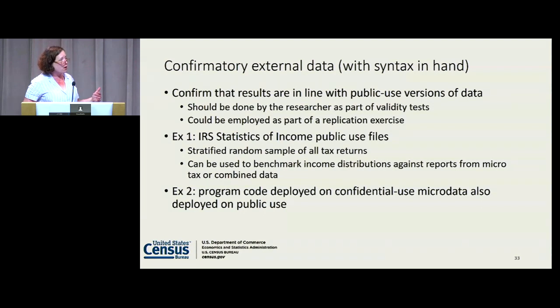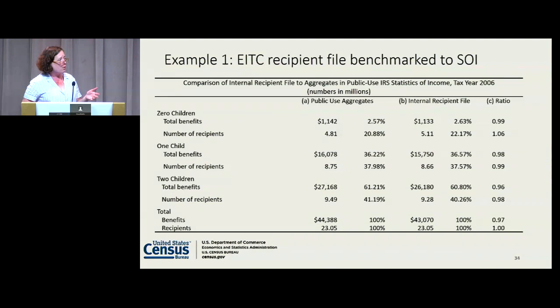Another example is program code that can be deployed on confidential use microdata, which can also be deployed on the public use data. So here's an example where Jim Ziliak and I are interested in talking about estimates of the EITC in survey data versus some tax simulators compared to the EITC recipient file. One question you might have is, you've got the Statistics of Income report of how many people get the EITC every year. How does the internal file compare? Are you really getting everybody in this internal file?